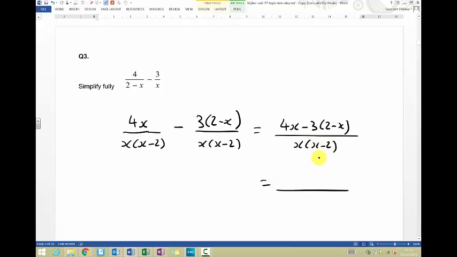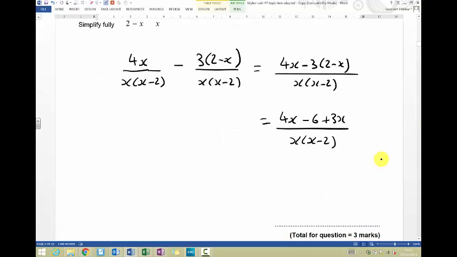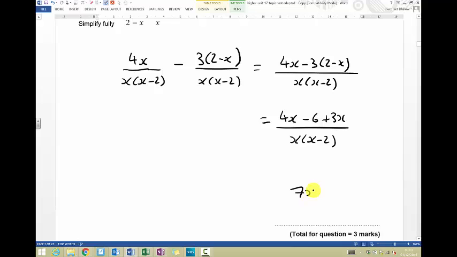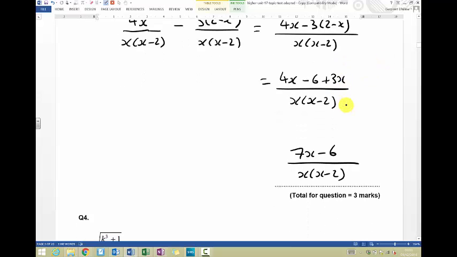Now the bottom you can't really simplify any further, so there's actually no need to multiply the brackets, but the top you can. So do it carefully. Minus 3 times 2 is minus 6, but minus 3 times minus x is plus 3x. And so your final answer is going to be the 4x plus the 3x, which is 7x, minus the 6, over, and the bottom you could multiply out to x squared minus 2x if you wanted to, but there's no need.